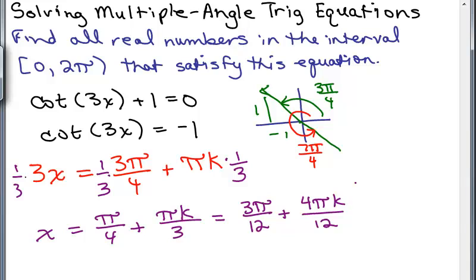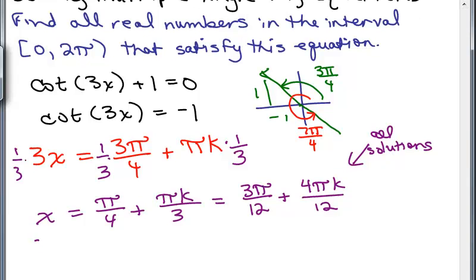Now, this would be all solutions, right? But we're only asked to give the solutions in the interval 0 to 2 pi. So the first one is pi over 4, or we can write it as 3 pi over 12. To make things simple, I'm just going to write them all with a common denominator. Later, we could simplify it. Now, what would the next one be? I would add 4 pi over 12. So that will give me 7 pi over 12.